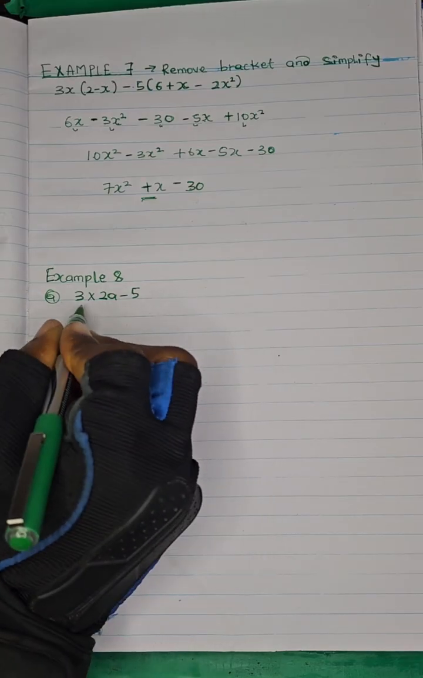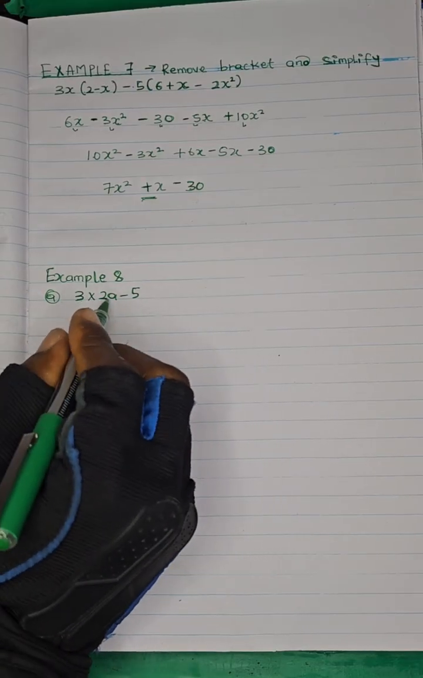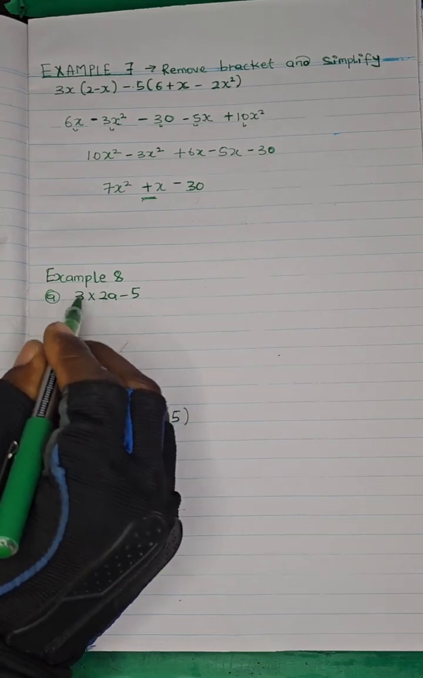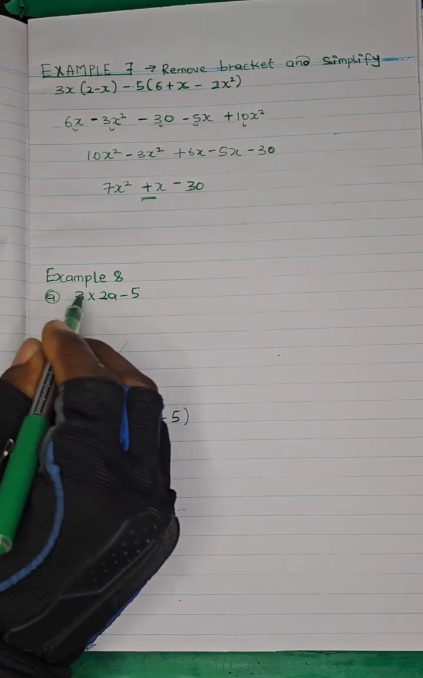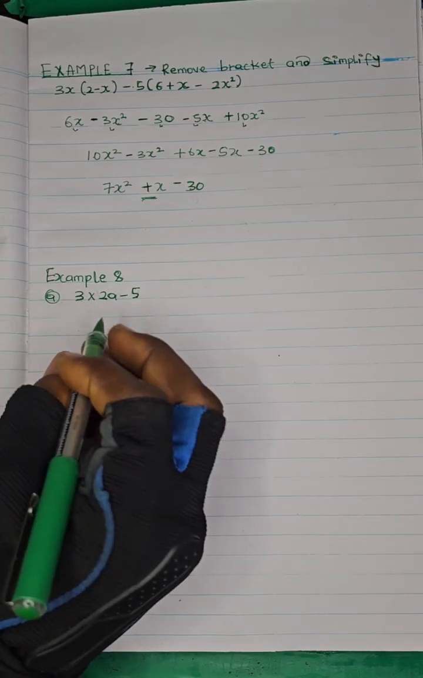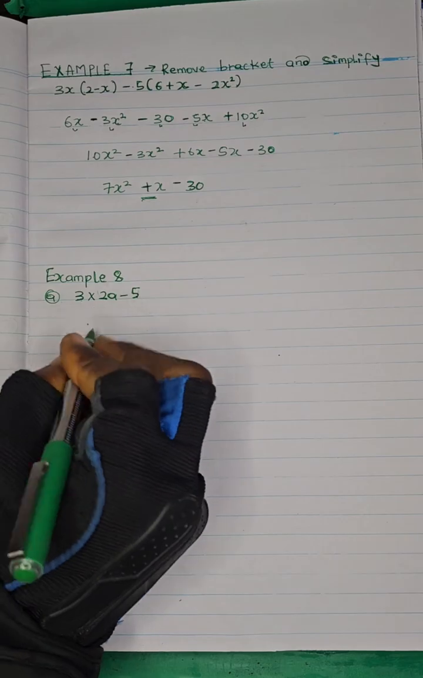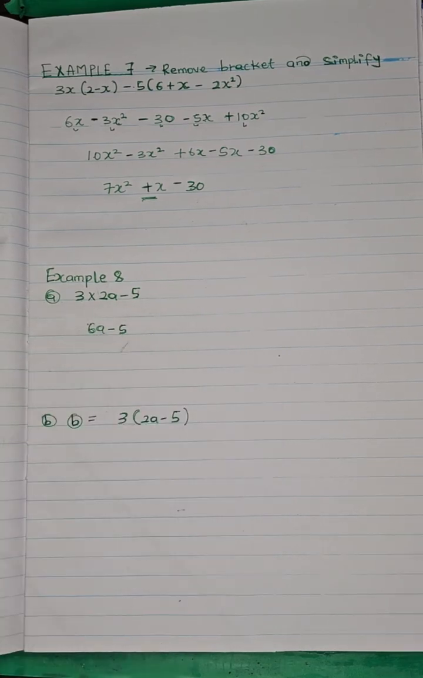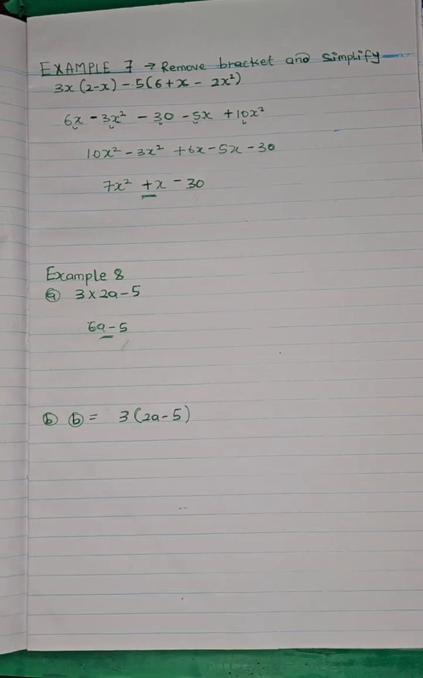Let's go to the A. We have 3 times 2a minus 5. So this is like board mass. So this multiplication only applies to the 2a. It doesn't affect 5 because this is not in a bracket. So your answer is simply 3 times 2a will give you 6a minus 5. So let's not get confused. So this is our answer.